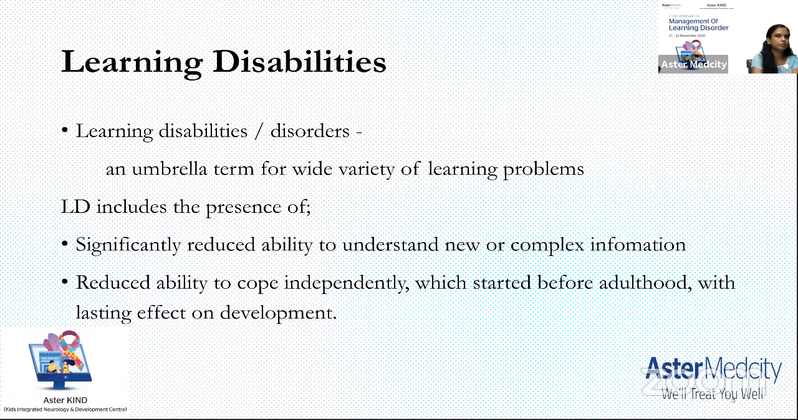It's an umbrella term for a wide variety of learning problems, and it includes the presence of significantly reduced ability to understand new information as well as complex information. They may have reduced ability to cope independently, which started before adulthood, with lasting effect on the development.